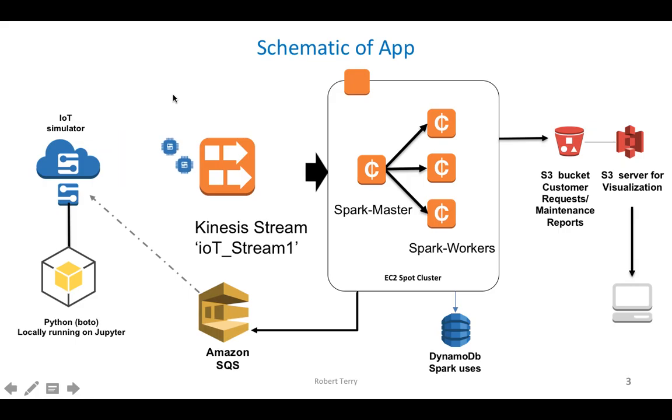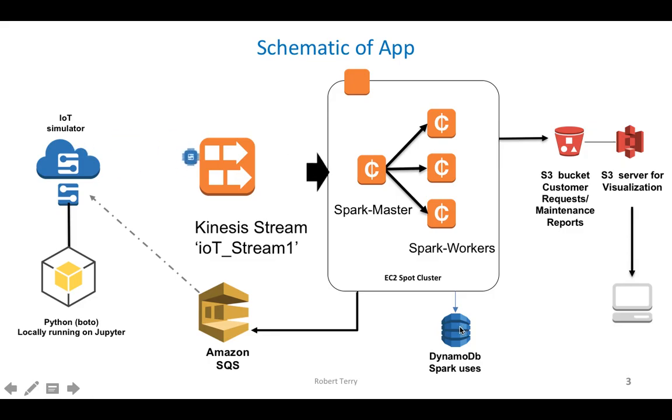Here's a quick schematic of my app. We have the IoT simulator here, and that's running on Python. It creates, like I said, a few thousand messages a second and dumps them into the Amazon Kinesis stream. The way the stream is configured, it will hold messages for 24 hours, and it can be read by multiple applications. Spark Master reads the stream and runs my Spark program, which we'll look at later, and sends the information out to 3 workers who filter it.